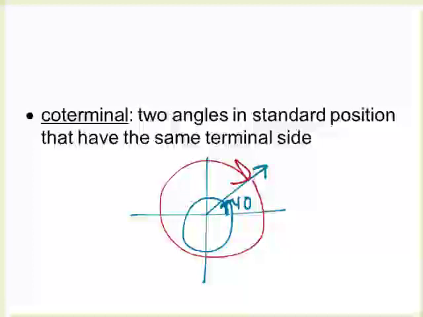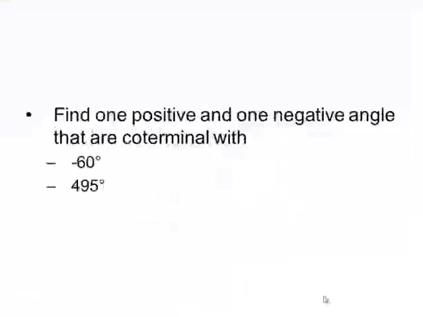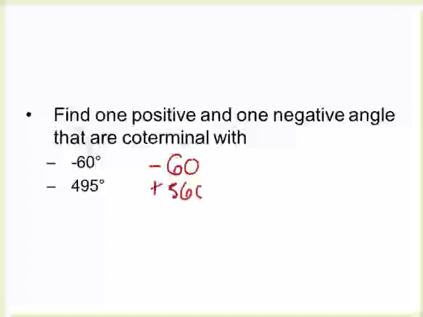How many times will that happen in the circle? Once per circle, right? There's only one of those lines in the circle. How big is a circle in degrees? 360. So when we're looking for coterminal angles, we're going to add and subtract a circle, or add and subtract 360 degrees. Negative 60, I'm going to add 360 degrees, add one circle to that measurement, and that gives me 300. A positive angle.